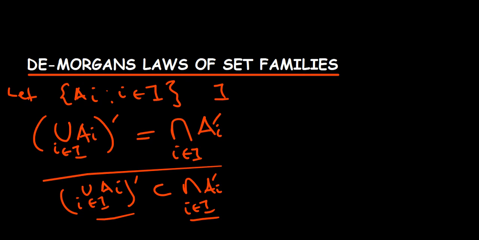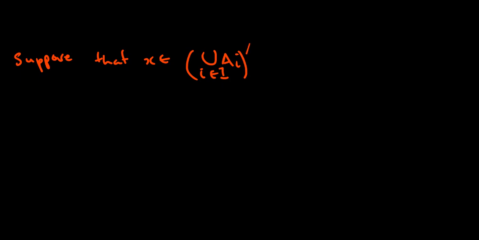So now let's suppose, so our proof will go something like this. Suppose that we have an element x being a member of this complement of the union, so the complement of the union of A_i. So suppose it's a member of that. Then this means that x is not a member of the union of these arbitrary families of sets. So x is not a member of the union of A_i, where i is a member of the indexing set.